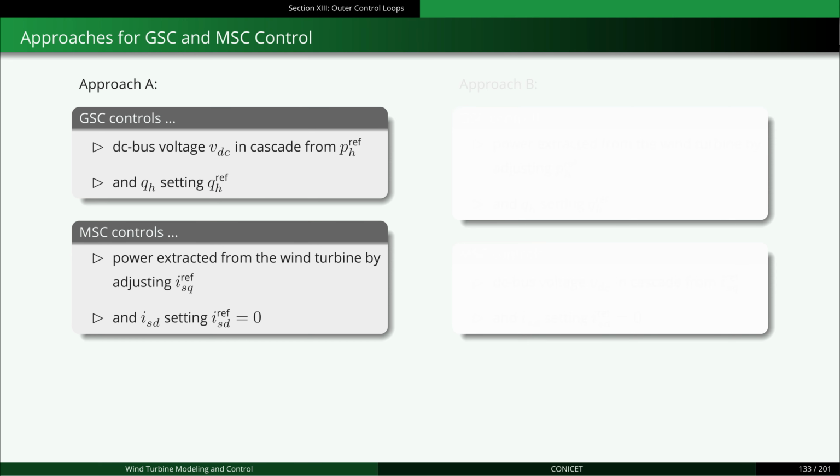Additionally, there are two control approaches for the grid-side and machine-side converters. These approaches differ in the control tasks assigned to each converter. Here, they will be referred to as approaches A and B. In approach A, the grid-side converter controls the DC bus voltage in cascade from the active power delivered at the point of common coupling, and the machine-side converter controls the power extracted from the wind by adjusting the Q-axis component of the generator stator current.